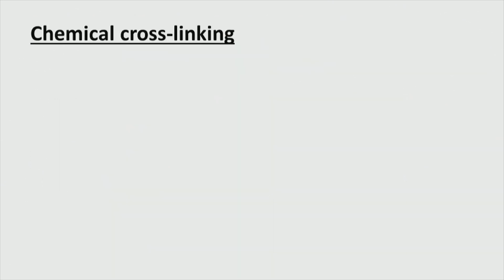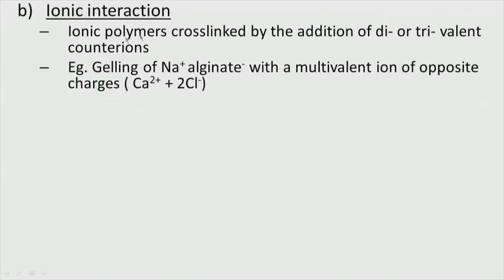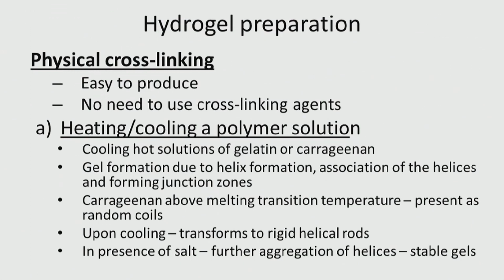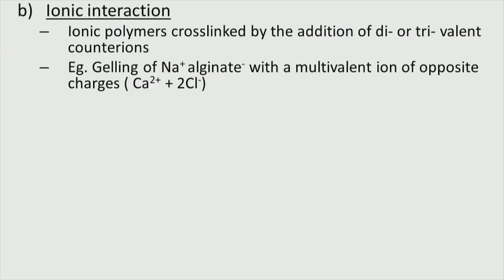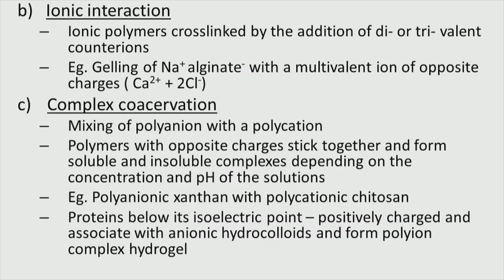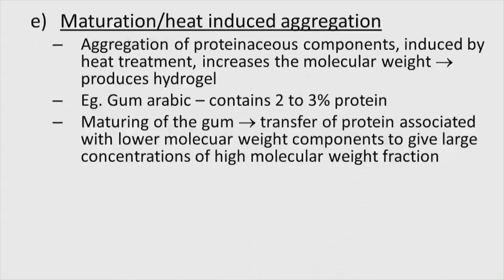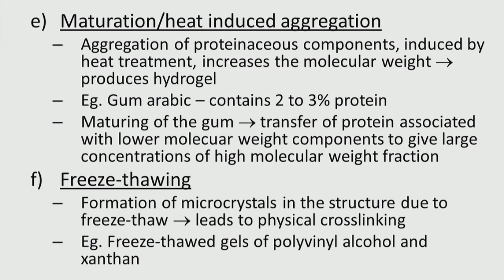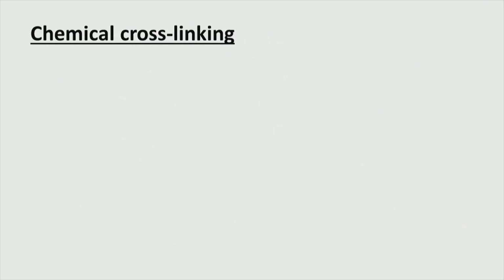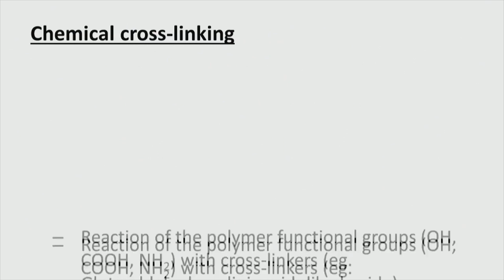Now, we come to chemical based. So, physical based methods, like I said, we have heating cooling a polymer solution. Okay. Then we have the ionic interaction, adding di or trivalent ions, complex coacervation, formation of hydrogen bonds, then okay, maturation, heat induced aggregation, and then freeze thawing. These are all physical methods. Now, let us look at chemical cross linking.